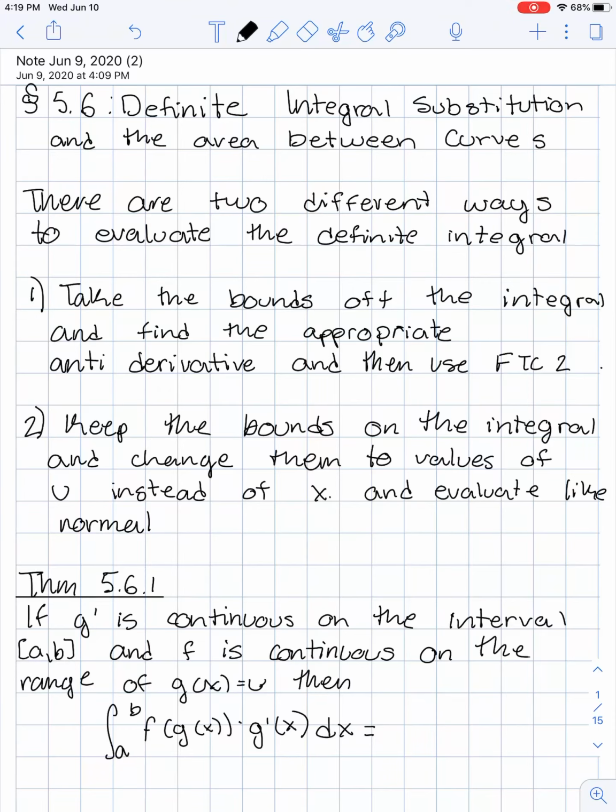All right, mathematicians, we are now on to the last section of chapter 5. So section 5.6, which is on the definite integral substitution. We just reviewed u sub with indefinite integrals. So now we're doing it with definite integrals and the area between curves.